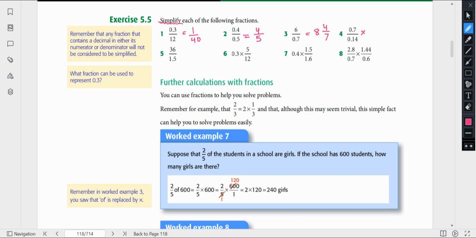Now on to question number 4. Now we have one decimal place on the top and two decimal places on the bottom. Should we multiply it by 10 or 100? I think you answered correctly. It should be multiplied by 100. So 0.7 multiplied by 100 will not give us 7. It will in fact give us 70 divided by 14.